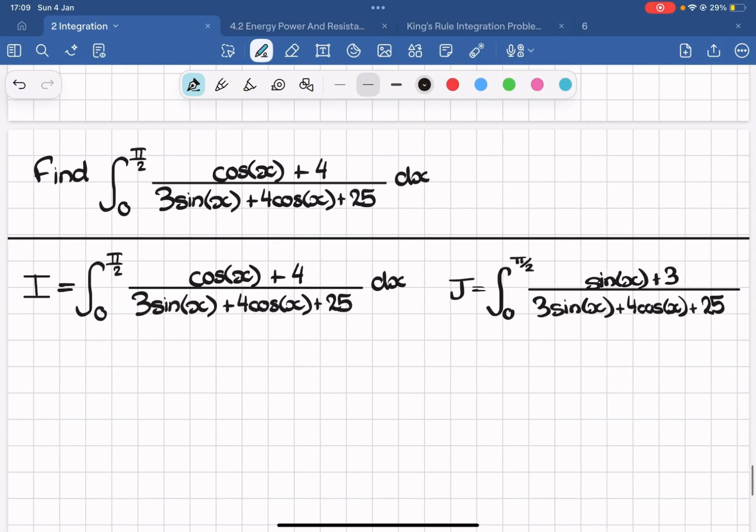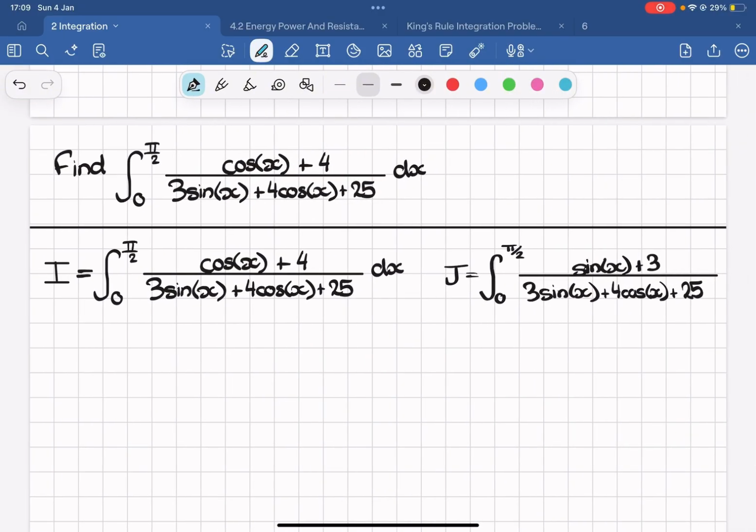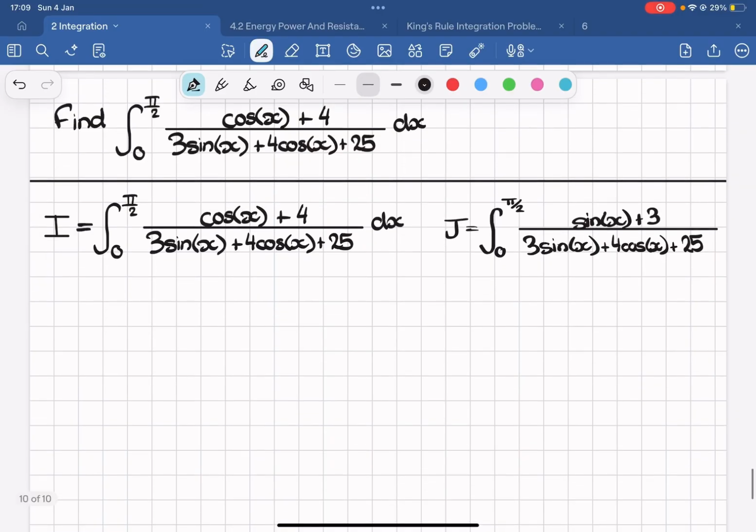Find the integral from pi over 2 to 0 of cos x plus 4 all over 3 sin x plus 4 cos x plus 25 with respect to x. Again, I've already brought in I and j, where I is simply the question and j, in this case, is sin x plus 3. I'll show you why I've chosen sin x plus 3 as the numerator. So let's start off by adding. If we add I and j, we'll have cos x plus sin x plus 7 as the numerator.